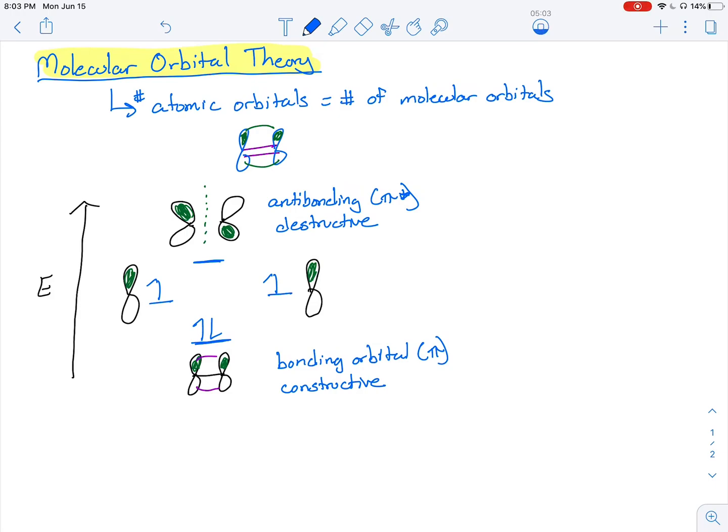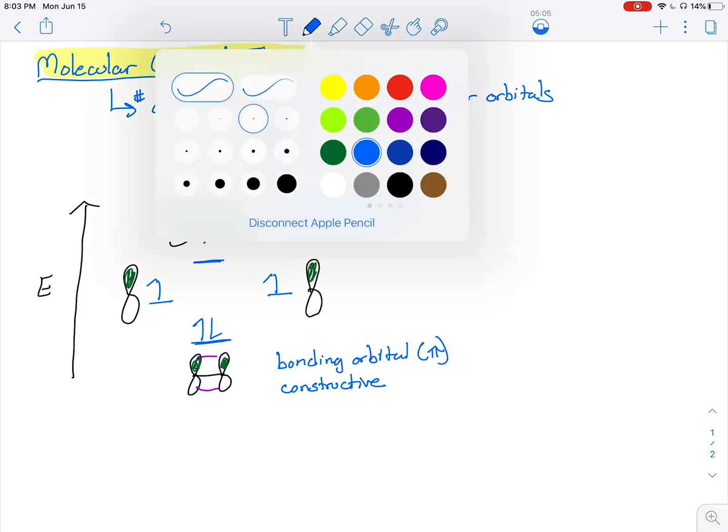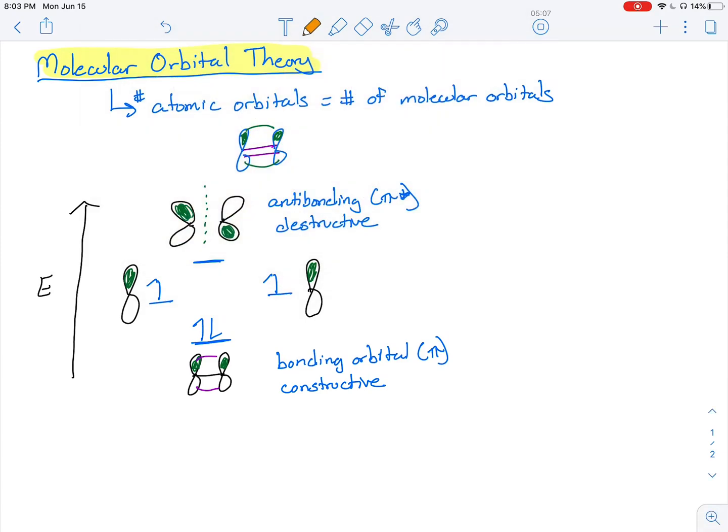Now, with that said, there's also some other terminology that you need to be familiar with, and that is the terms HOMO and LUMO. So LUMO is this orbital right here. This is the lowest unoccupied molecular orbital. Lowest, oh, I'm sorry. Let me correct this. This is not the LUMO. This is what we call the HOMO, right? This is what we call the HOMO here.